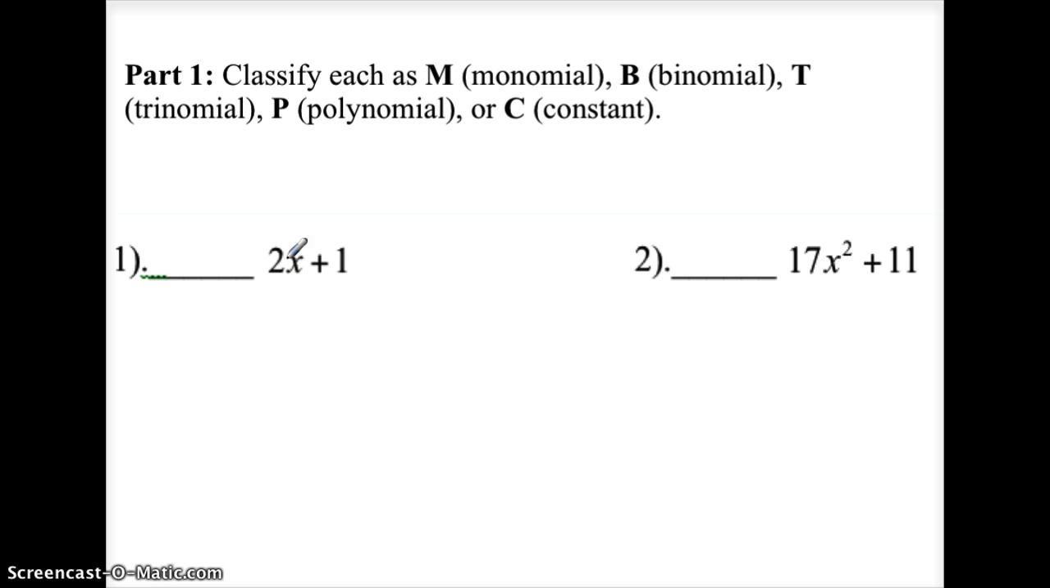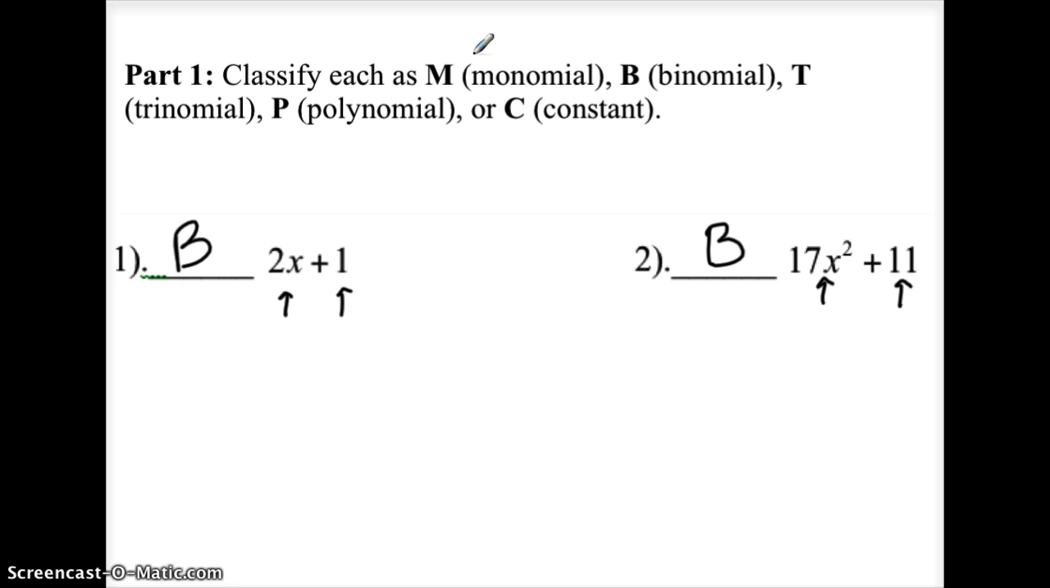Number one, notice you have a 2x plus a 1. Now technically, these are two terms. A plus or a minus sign separates terms. So since there are two terms, we would call this a binomial. And if you know this, the instructions just say for the letter, so we'll just stick with that. The same thing with number 2. There's one term and then another term, so there's two terms. So we consider this a binomial.